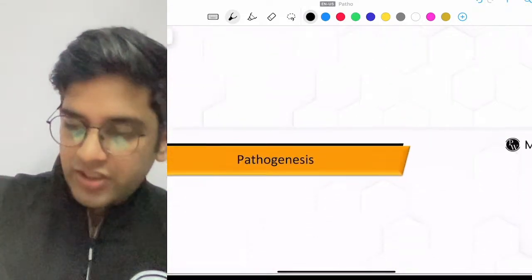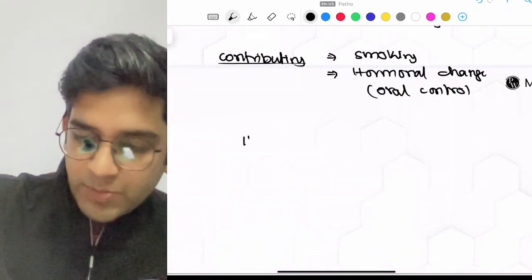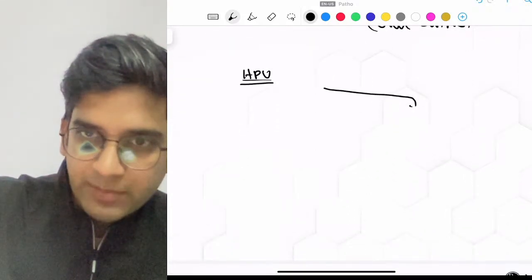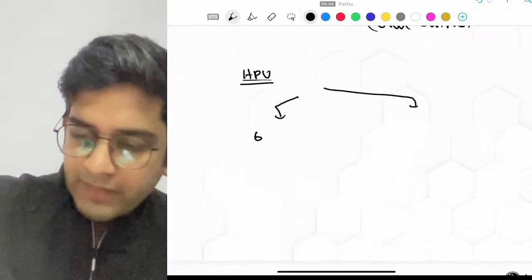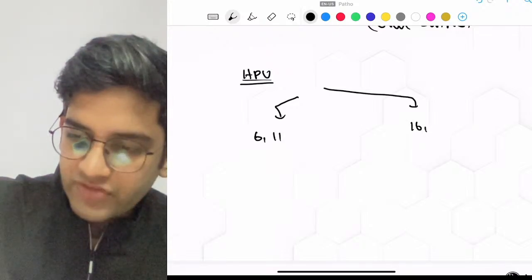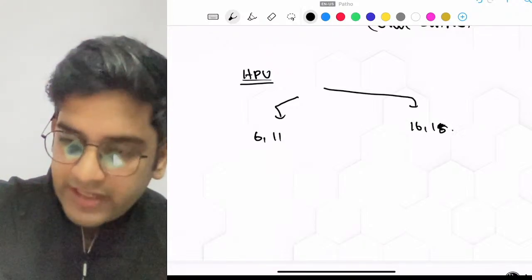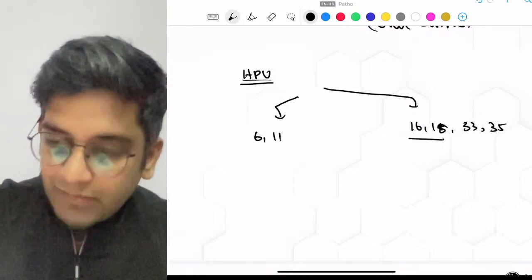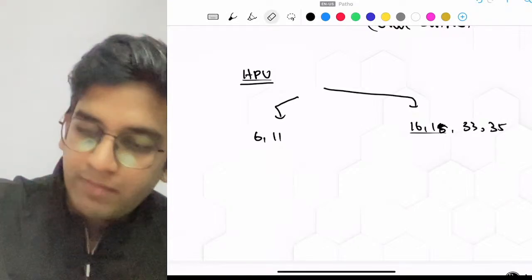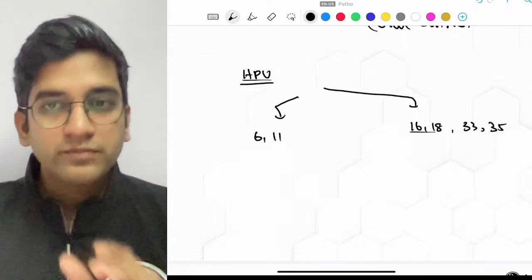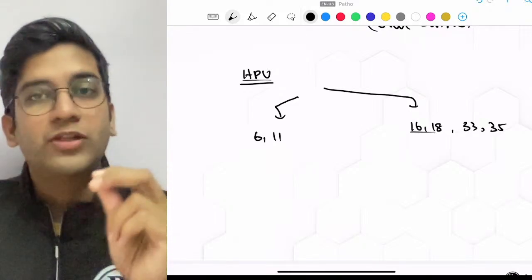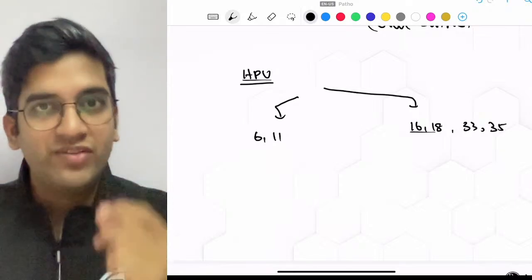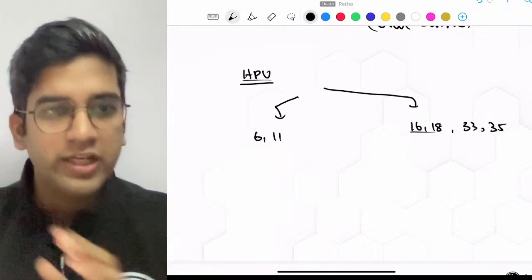So when you talk about pathogenesis, we have to know a little bit about HPV before jumping into it. There are two different groups of HPV subtypes. I'm going to name them as 6 and 11, and 16 and 18. Along with 16 and 18, there are many more, 33, 35 and many more numbers. These are more important for me. Please don't forget 16 and 18. That can come in an exam because those are the most potent cancer-causing viruses, and the vaccines we have primarily target 16 and 18.